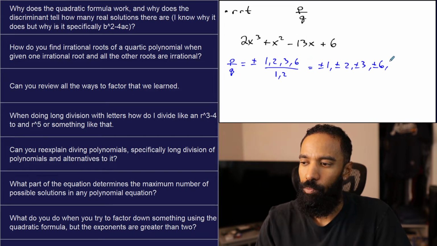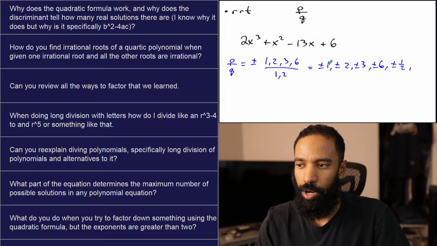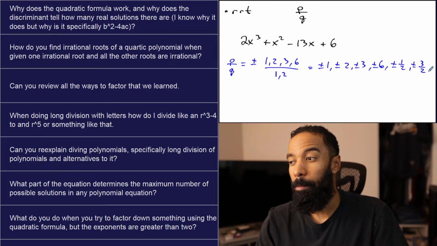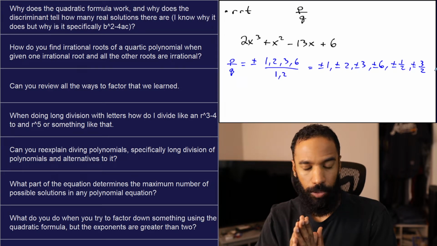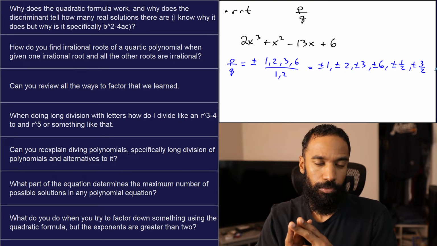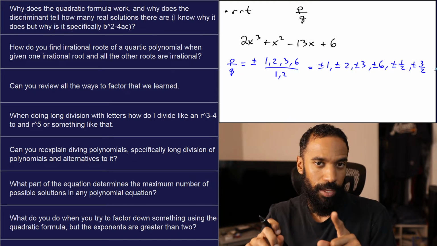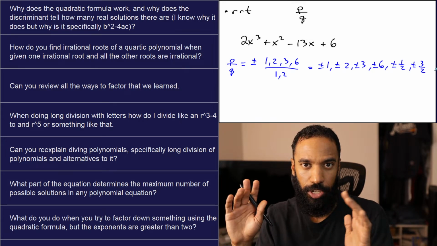And then you divide 1 by 2. 2 divided by 2 is 1, we already have that. Divide 3 by 2. And 6 divided by 2 is 3, we already have that right here. So these are your possible roots here. One of these will give you a 0, at least one of them. The others might be imaginary conjugate pairs, whatever.